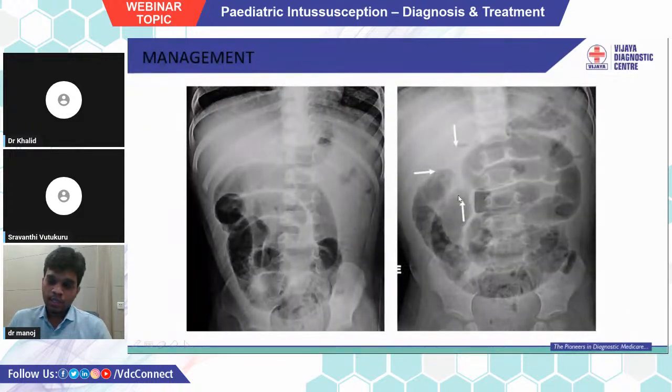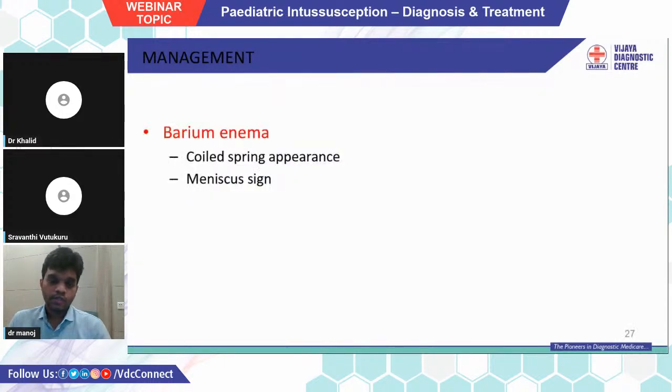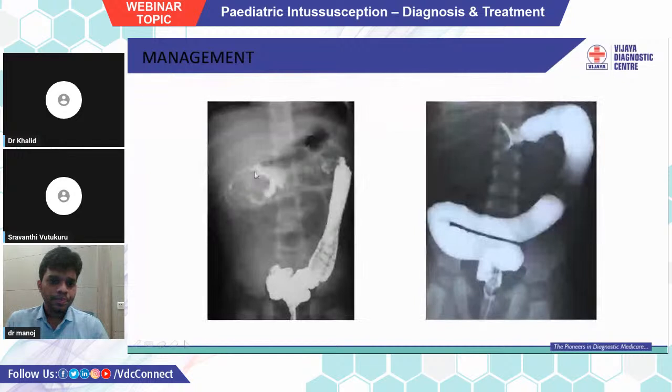Even after these cases, we'll need an ultrasound to confirm the diagnosis, and that is why there is the low sensitivity and specificity for radiographs. Coming to barium enema, there are two signs called coil spring and meniscus signs. In this coil spring appearance, we can see that the contrast has reached till the splenic flexure, and beyond that, we can see a spring-like appearance.